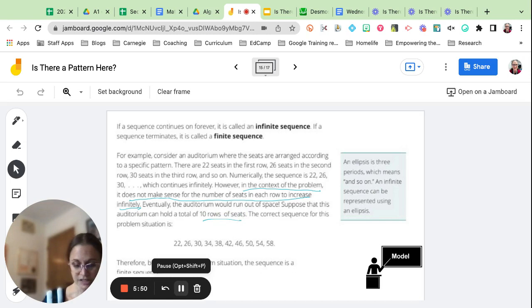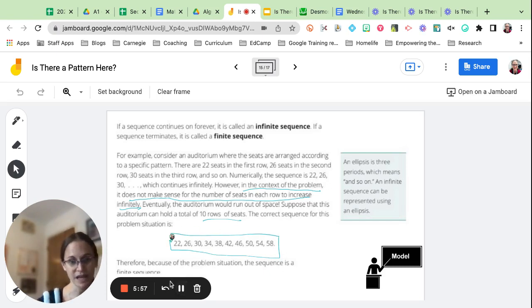22, 26, 30, 34, 38, 42, 46, 50, 54, 58. This is a finite sequence, and the reason it is finite is because this is happening in a real-world situation, an auditorium, and the auditorium is not infinitely big. It ends. And because the auditorium ends, the sequence must too.